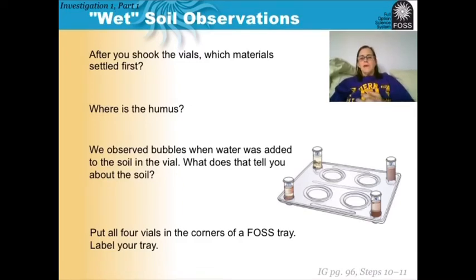So after the vials were shook, you can see that the different materials settled. And so think about which materials settled first down at the bottom. Where's the humus? Kind of see that floating at the top. We also observed bubbles when water was added to the soil in the vial. And what does that tell you about the soil? What that tells us is that there's air pockets down inside the material, and the bubbles will come up.